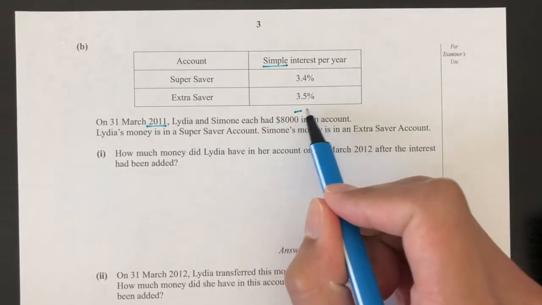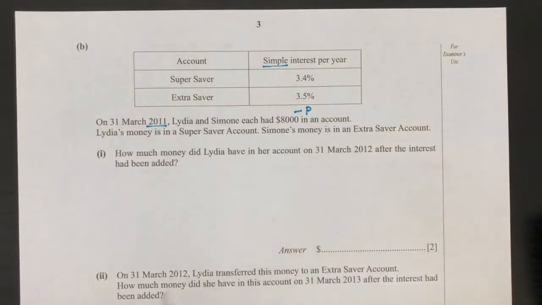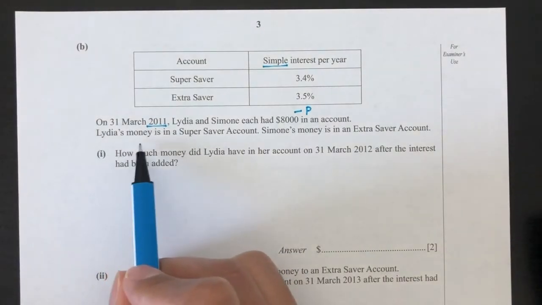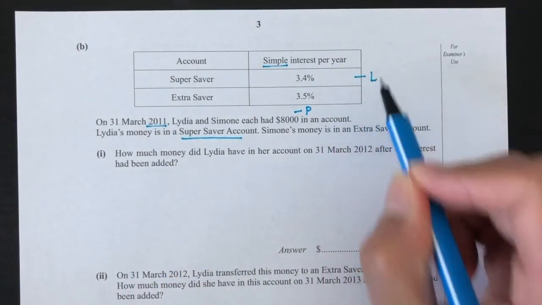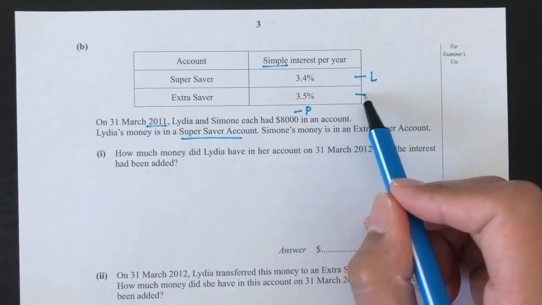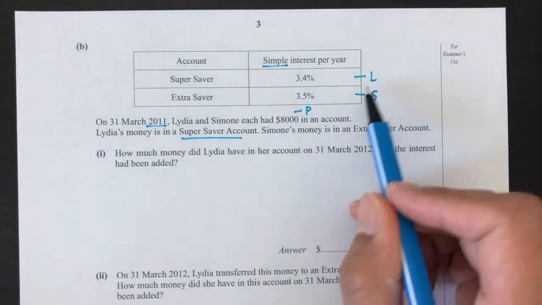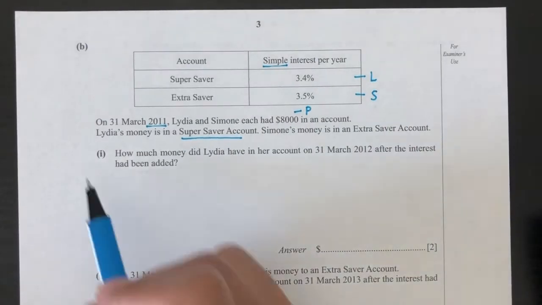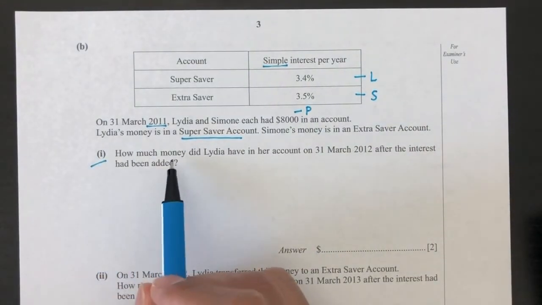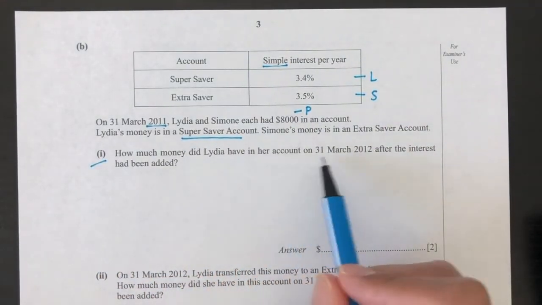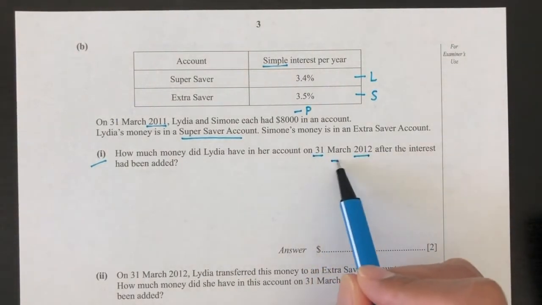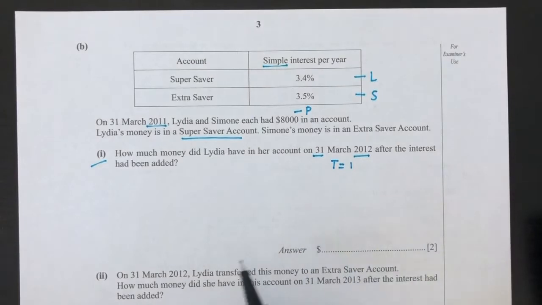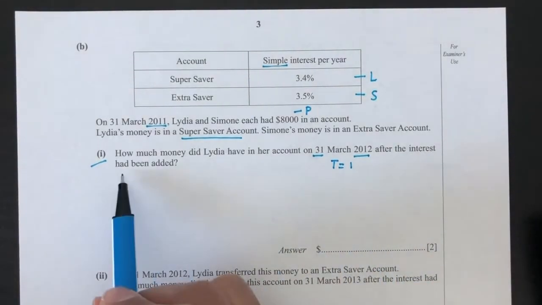So this one will be P as your investment in the account. Now Lydia's money is in the super saver account. So Lydia will be here. Simone's money will be in the extra saver account. So Simone will be right here. Now part 1, how much money did Lydia have in her account on the 31st of March 2012? So when t is equal to 1, after 1 year, after the interest has been added.